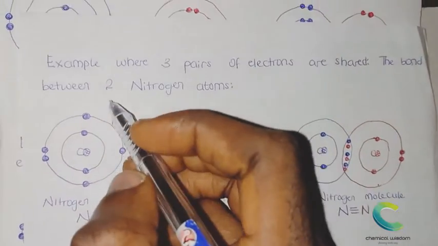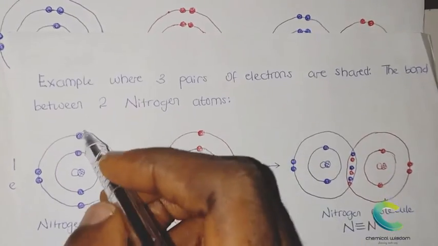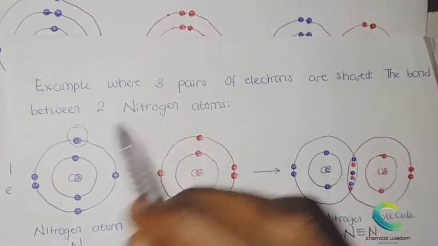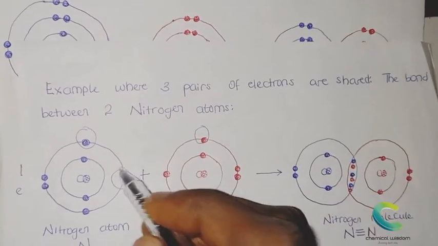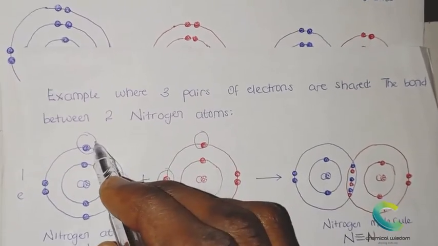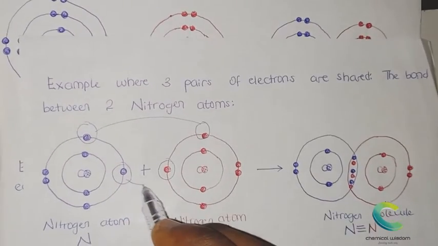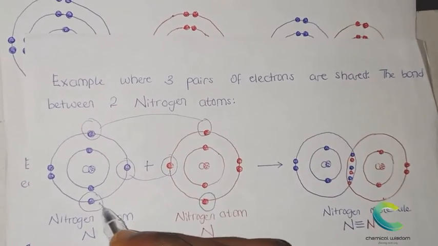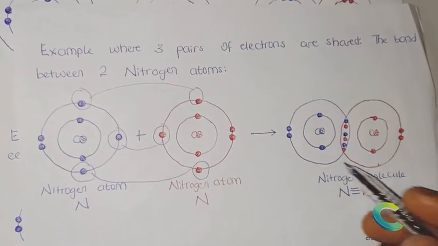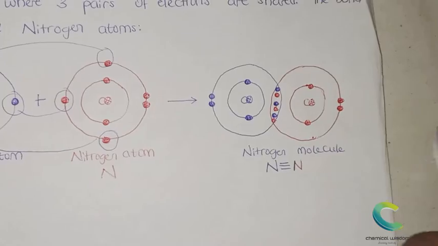So what happens in bond formation, in their covalent bond formation? This first electron pairs up with this electron. This electron pairs up with this electron. So you have this one pairing with this one. You have this one pairing with this one. And you have this other one pairing with this. That's why we have 3 pairs of electrons in a nitrogen molecule.